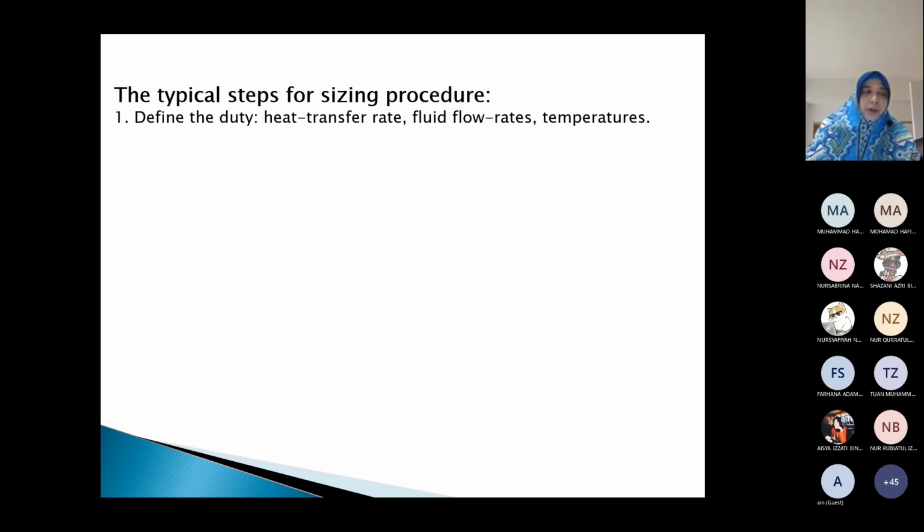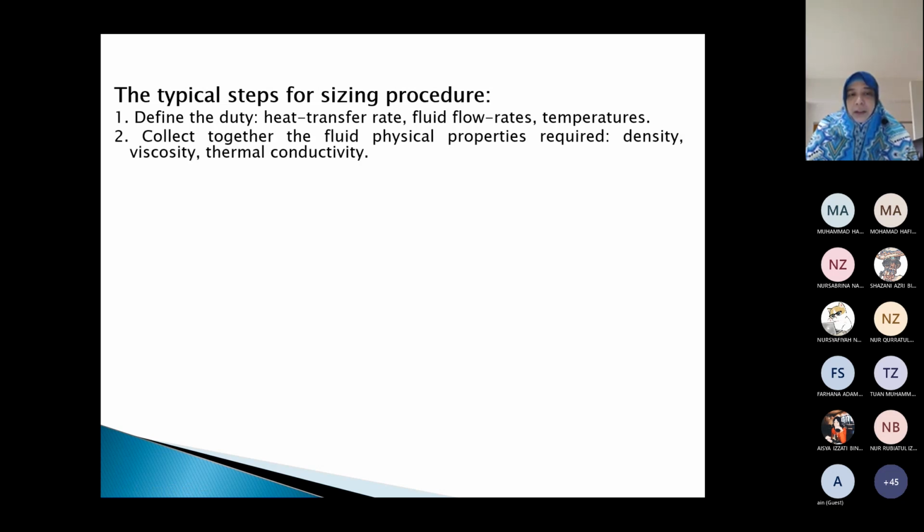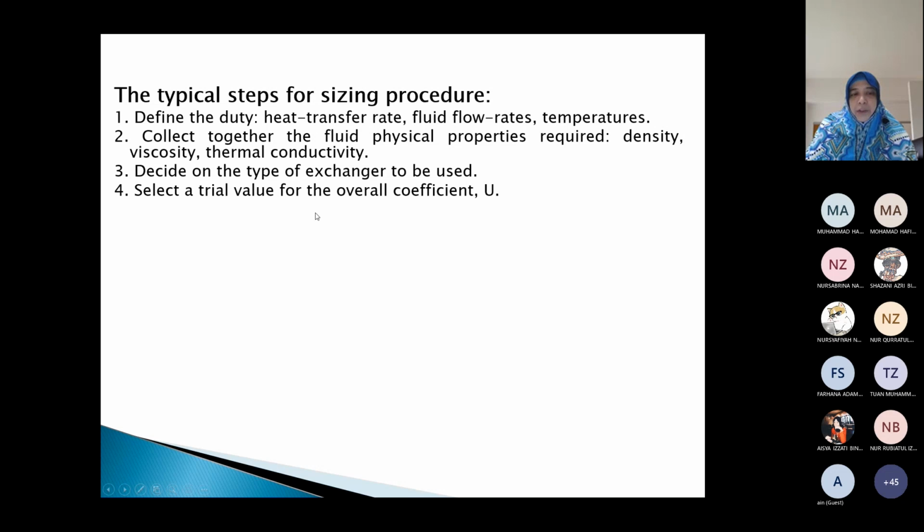So these are the steps for the sizing procedure. You need to define the duty. Duty means the power. You need to know the heat transfer rate, the fluid flow rates, and the temperature. Recognize that first in your system. Then collect all the physical properties required, such as density, viscosity, or thermal conductivity. Decide on the type of exchanger to be used, whether it is a plate heat exchanger or a shell and tube heat exchanger. Then select a trial value for the overall coefficient. So these are the steps involved.